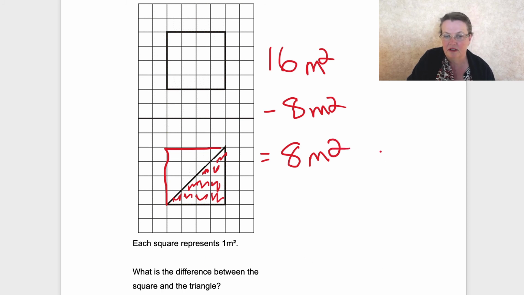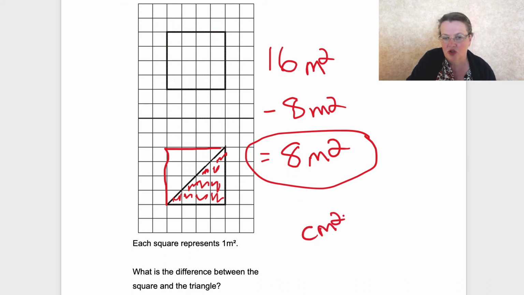So what is the difference in triangle? That is, watch out for that. I know that I would put centimetres square in there as a sneaky trick. Why wouldn't you?